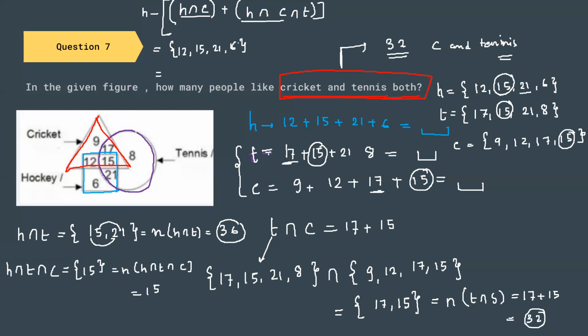You can see here, for hockey and cricket, we can just eliminate the common terms. 12 will be eliminated, 15 will be eliminated, and 12 and 15 will be eliminated, and out of this one 17 will be eliminated. The only thing that will be left is 9. So only 9 people like cricket only. So you can derive many intersections and many such formulas from this one.